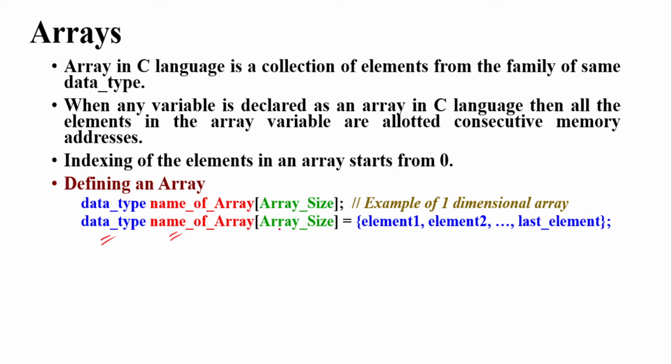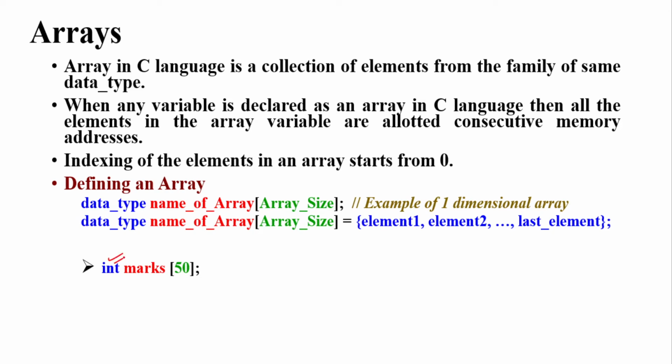Second way of defining an array is first inform about the data type, space, then after that name of the array. Then in square brackets you can specify the array size, and you can even initialize the elements in curly braces. Okay, so in this way we can either define an array or even initialize an array. Let us take some examples.